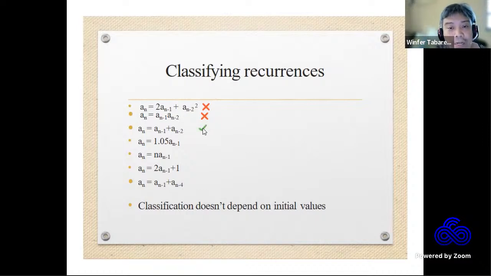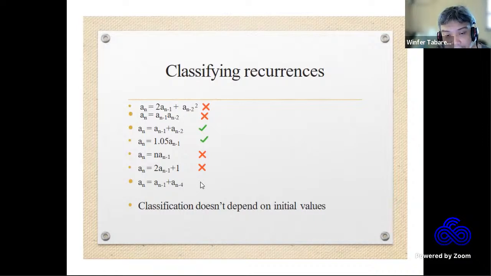is a linear homogeneous recurrence relation. Same thing with the fourth one. The fifth one is not a linear recurrence relation due to the multiplier of n. That should only be a constant. The next one is also not a linear homogeneous recurrence relation because of the plus one. All the terms on the right side should be an expression involving the previous terms, and the plus one here does not involve any previous term.